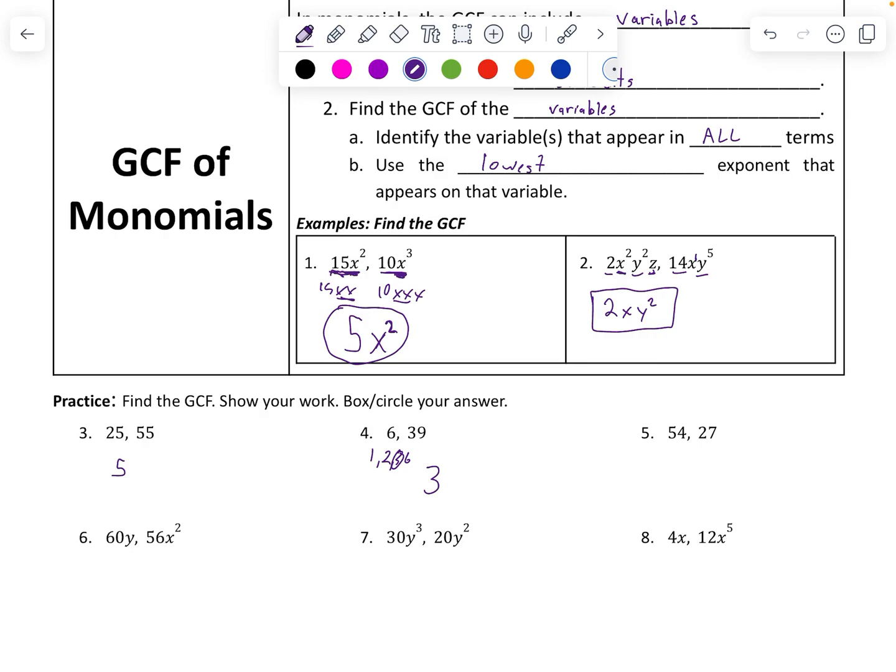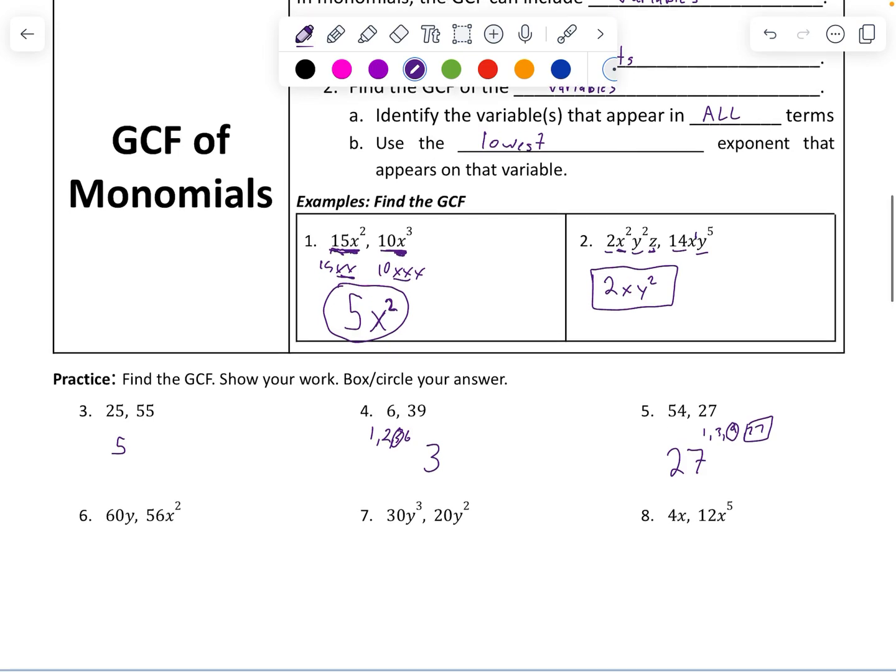54 and 27. I know 9 goes into 27. Sometimes it's easier to start with a smaller number. 1, 3, 9, and 27. My gut reaction was 9, but I think 27 is actually going into both. So the largest one is 27. I almost got that one wrong.